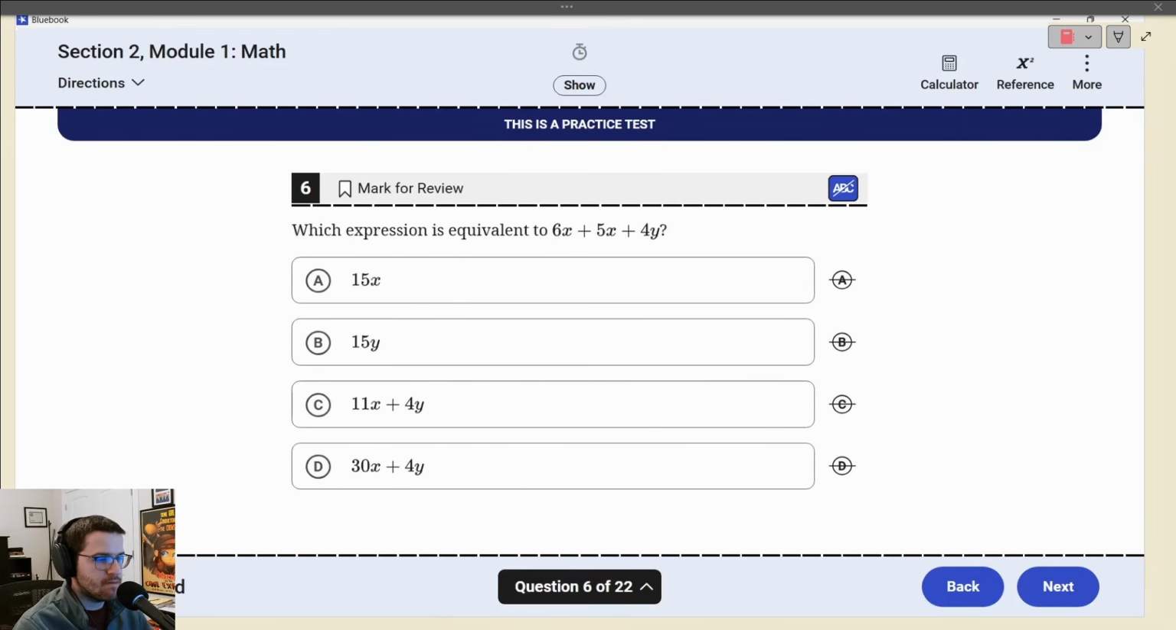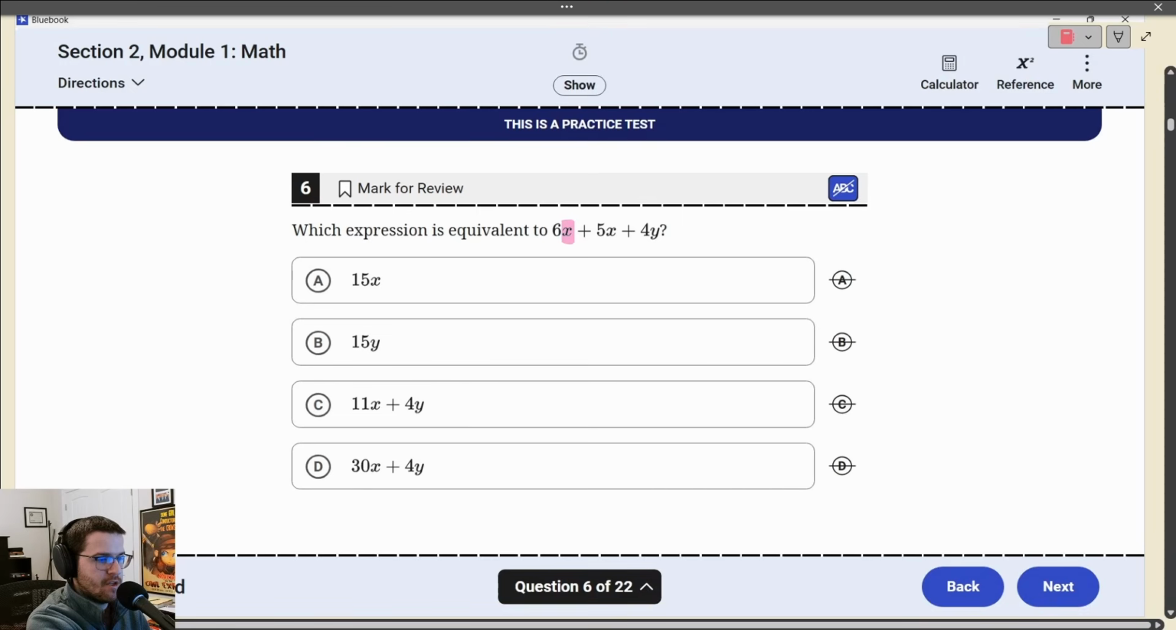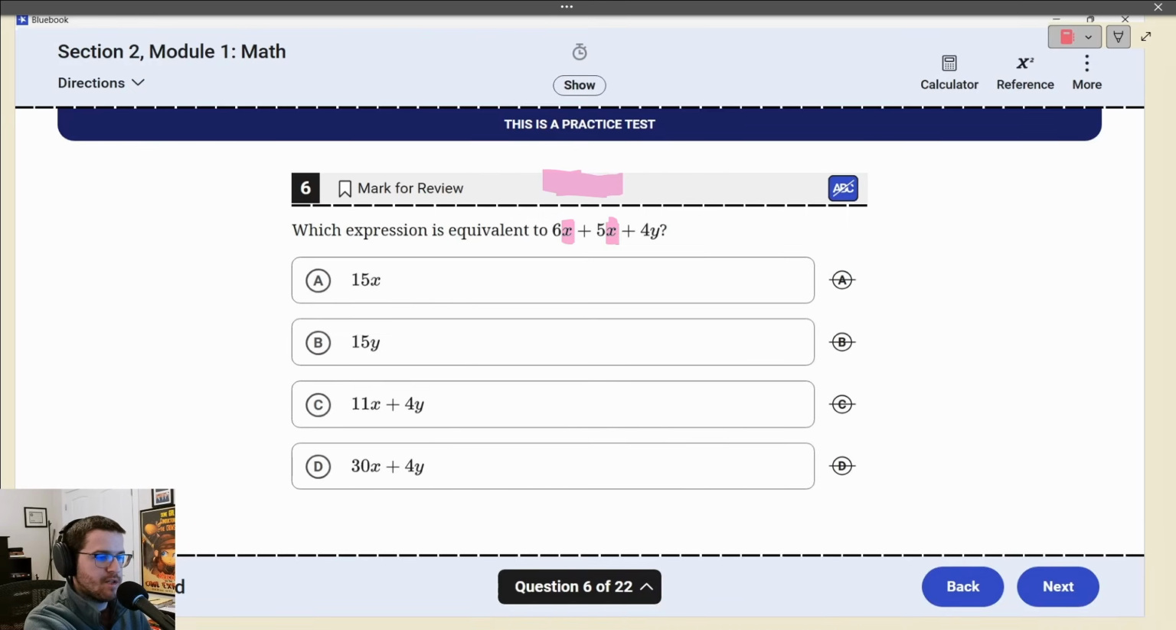Okay, question 6. So we got a bunch of terms, 3 of them, and they're being added. What we want to do is combine the like terms. So I'm noticing that there's 2 x terms. So we're going to try to combine those. So we're going to do 6x plus 5x, which is 11x plus 4y. And now you see we got an x term and a y term. Those are not like terms. They don't have exactly the same thing after the number. So we can't put them together. So we're kind of done. It has to be choice C.